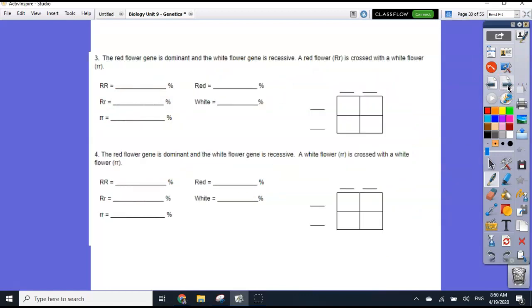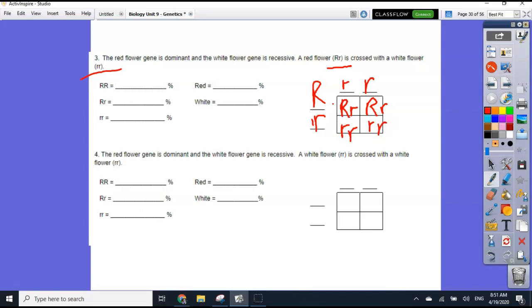I will do one more with you, okay? Red flower gene is dominant and white flower is recessive. A red flower, big R, little r, is crossed with a white flower, little r. So one parent's big R, little r, one is little r. So we're going to put one parent here down the side. The other parent is going to go on the top. So we fill them in. This first box, I'm going to have a big R and a little r. Second box, big R, little r. Down here, little r, and little r.